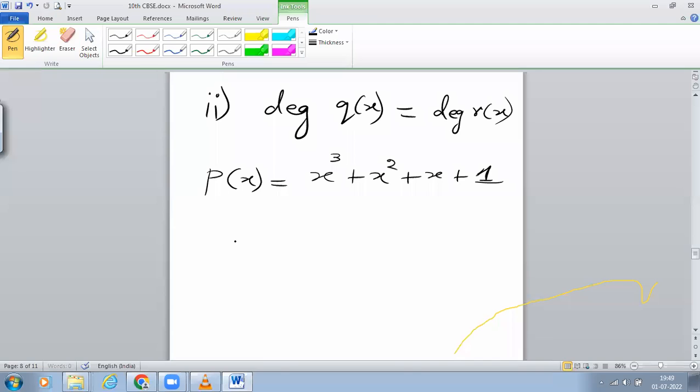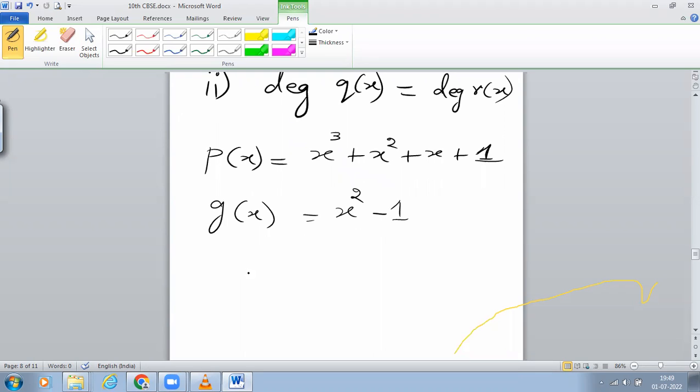Okay. Now, we divide this polynomial by g of x, another polynomial whose degree is 1 less than this degree. Here it is a cubic polynomial, so we can write a polynomial of degree 2. I can write x square minus 1, because the degree of the divisor should be less than the degree of the dividend. Here it is 3, here it is 2. Like that you can take. This is an example. That's g of x.